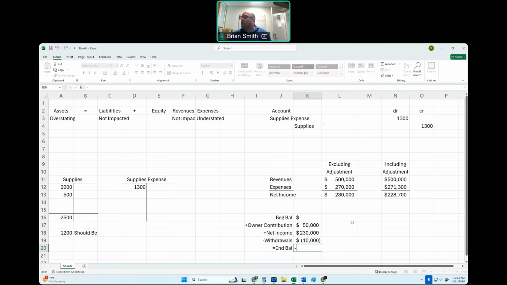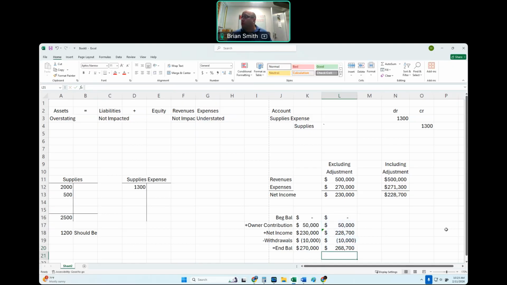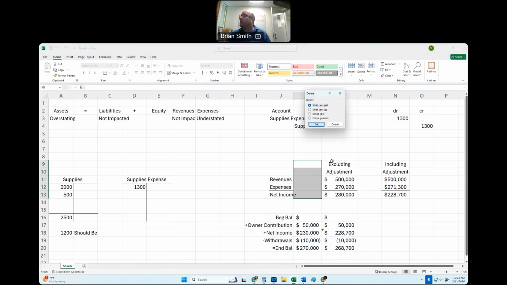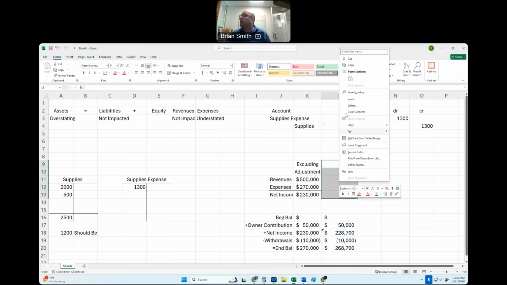Now, if we're including the adjustment, everything else held constant: 0 beginning balance, owner's contribution was the same, but net income now, with making the adjustment, is going to be included. What did that do to our ending balance on our owner's equity account? Well, if we included it, our correct amount, you know what, let me just make this consistent really quick.